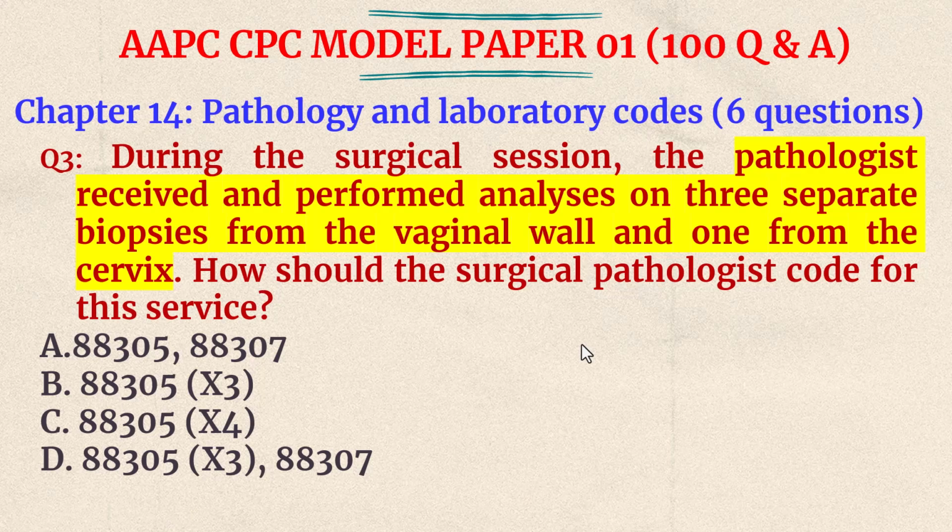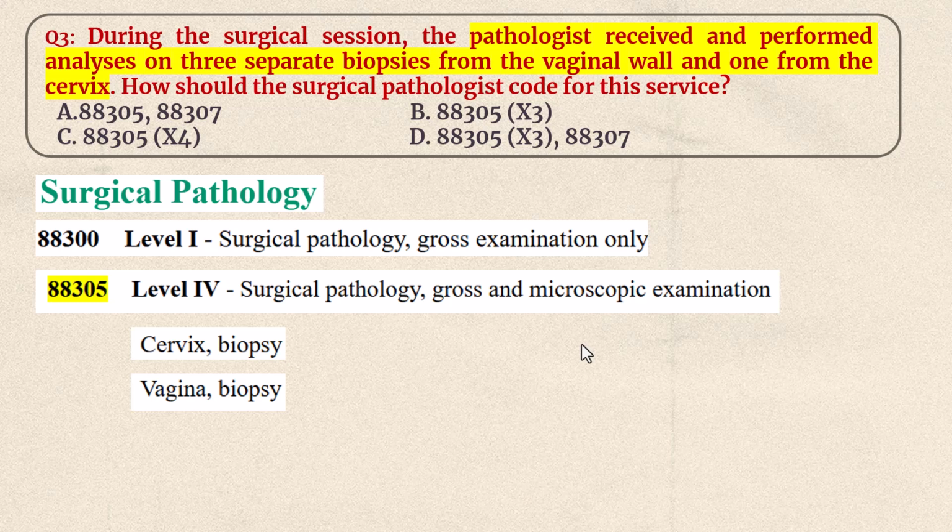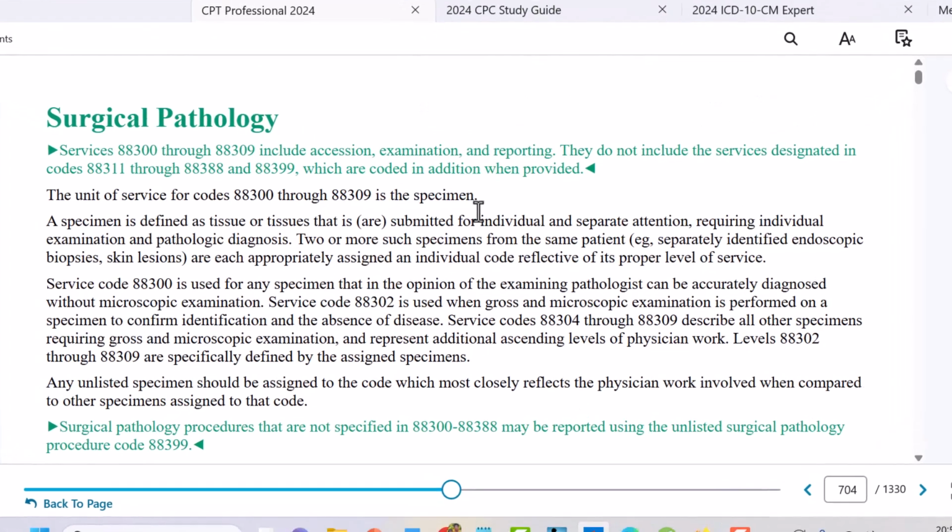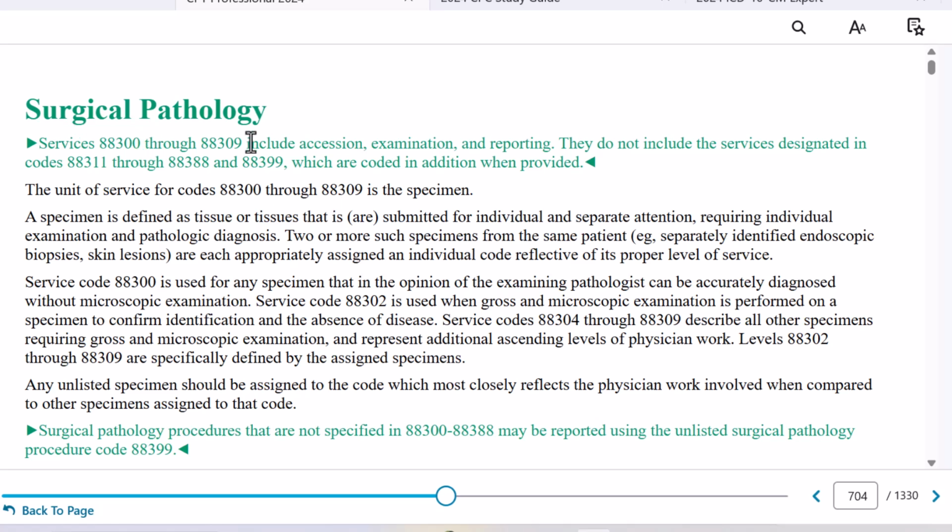So directly go to the codes. When you go to the code, this is in surgical pathology. So there are 5 categories you have to go through to find the answer. So I'll show you in real time. When you go to your CPT code book, it will appear like this. It will say surgical pathology.